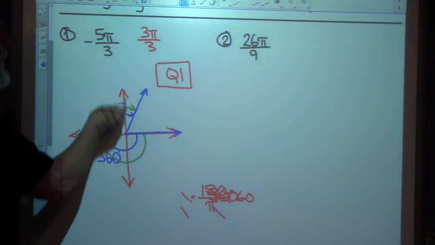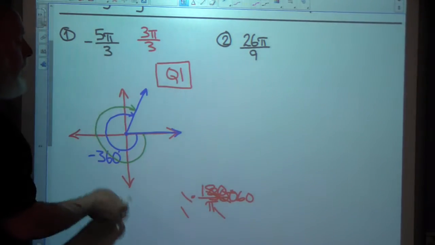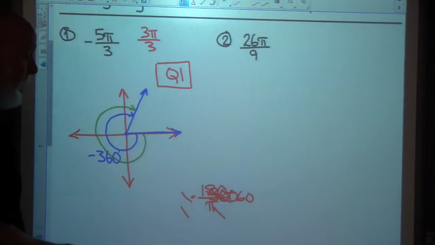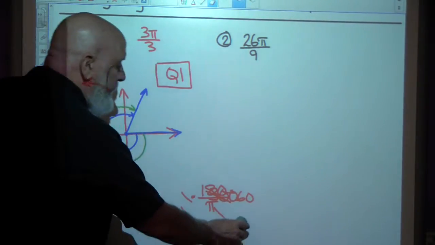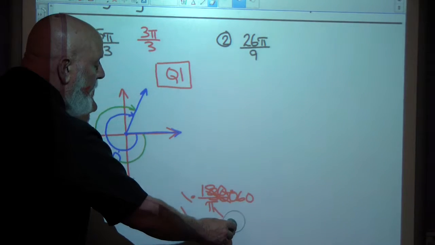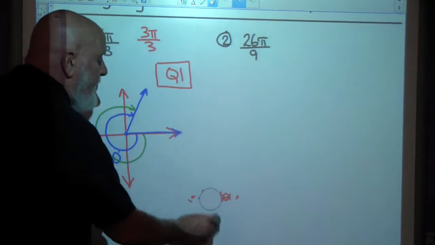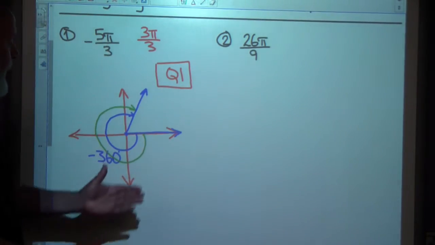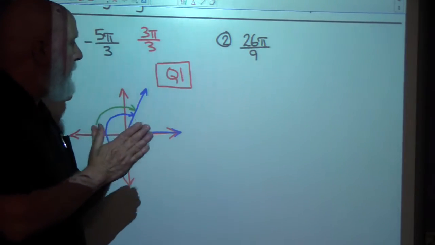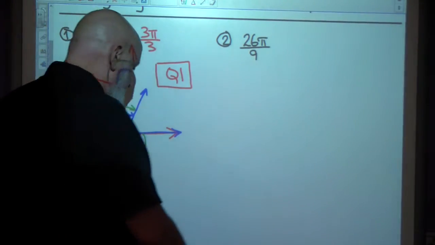So you can do it by counting in terms of pi's over 3, or you can convert to degrees, as we did earlier in the first explanation, and then do a rough sketch and determine what quadrant you're in. So there's one of them. Let's take a look at this one, number 2.